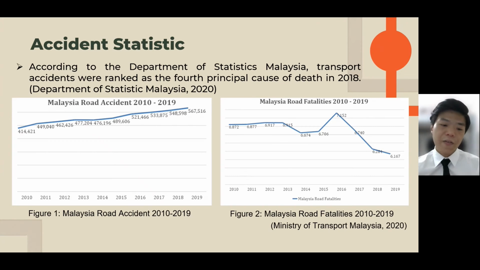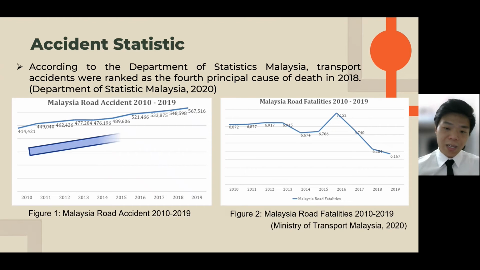So as we can see from figure 1, it is the Malaysia road accident 2010 to 2019. So the number is increasing constantly from 2010 to 2019, which is from 414,421 cases to 567,516 cases. And for the right side is the Malaysia road fatalities from 2010 to 2019.